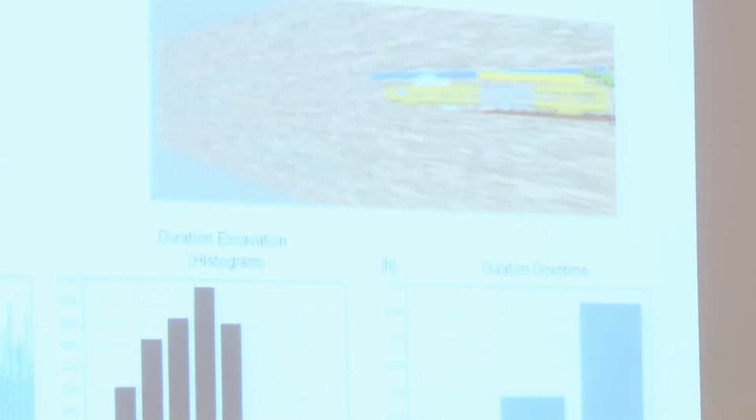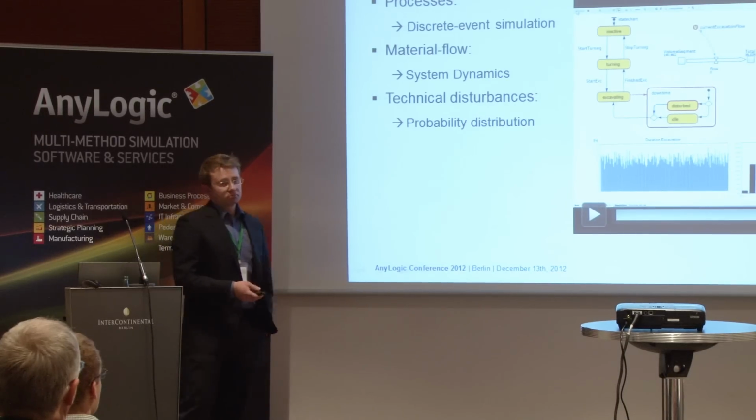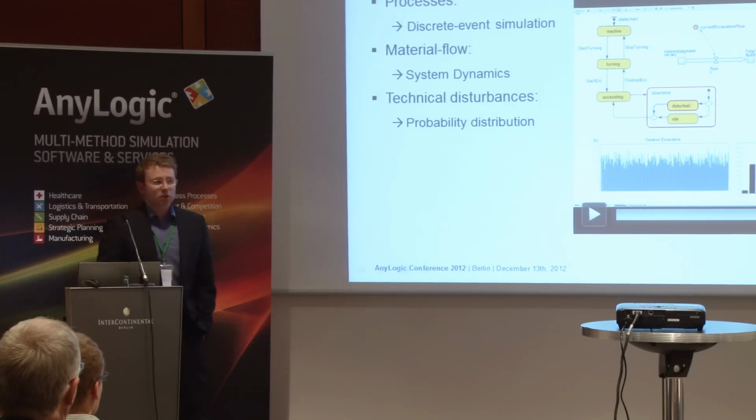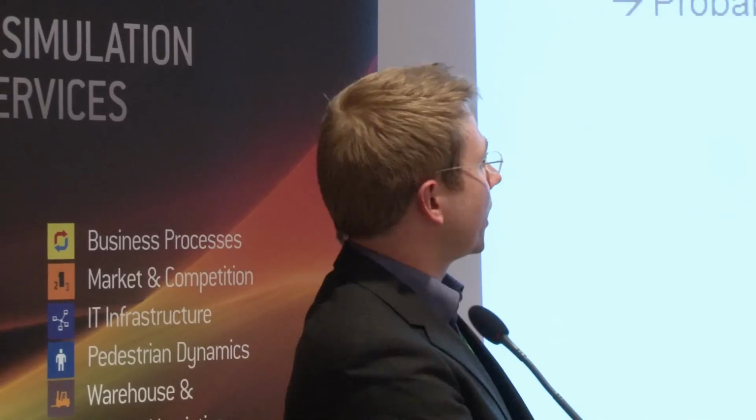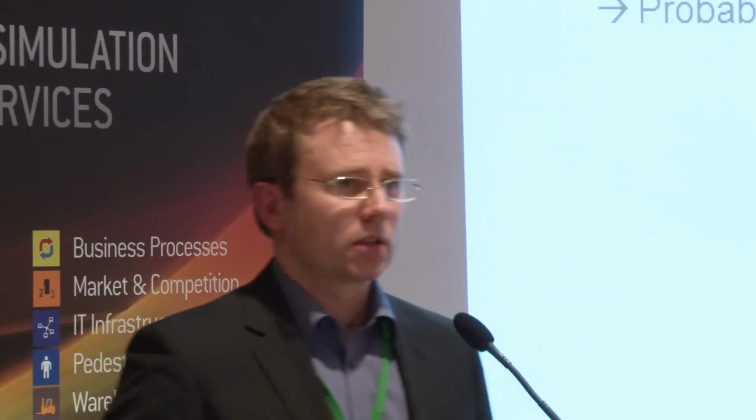Now something else is disturbed. Maybe another element that this element depends on. So maybe a pump is disturbed or something, or we don't have grout. So we're dividing: is it really the element itself that is disturbed, or is something else along the path, something this element depends on, disturbed?